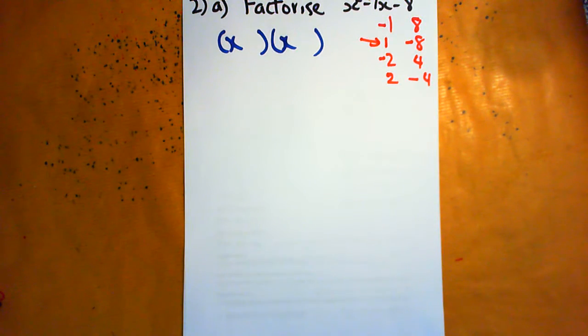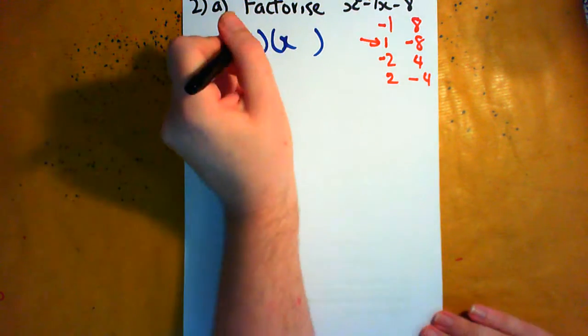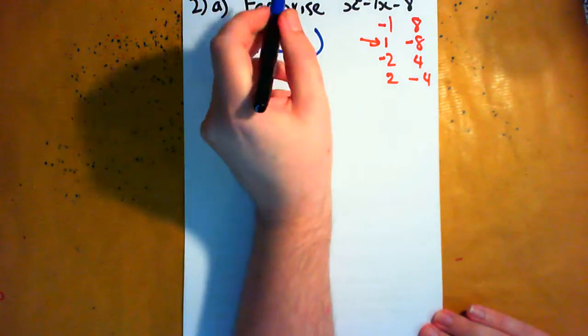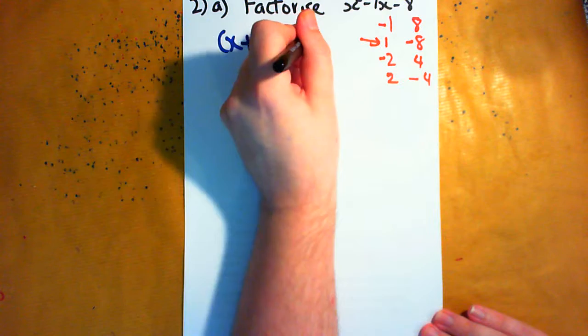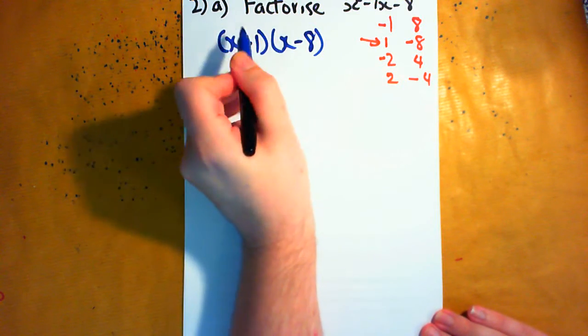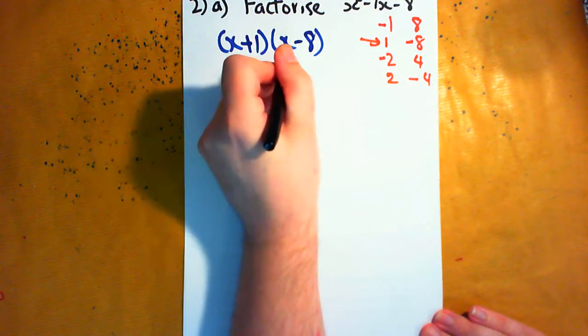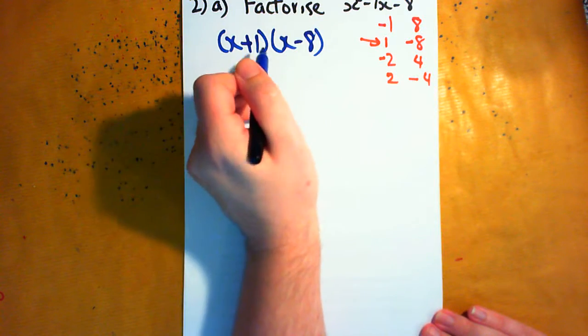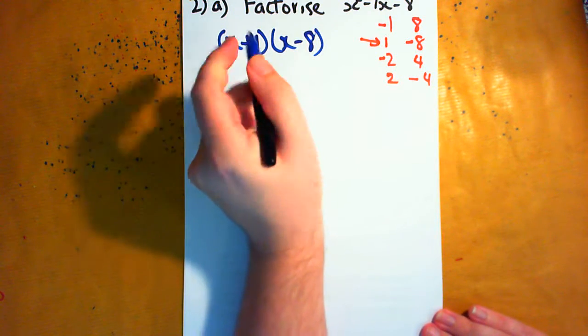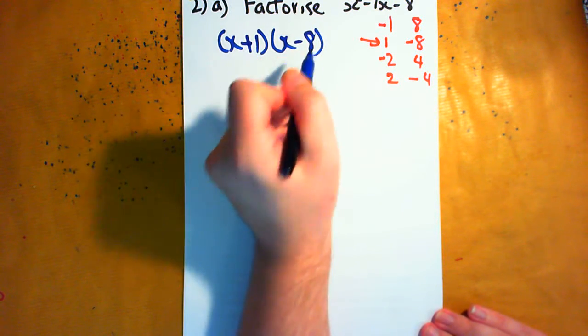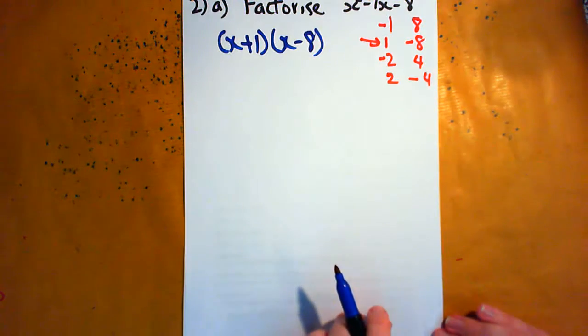So it's going to be x plus 1 and x minus 8. If we expand that out, we get x squared minus 8x plus x, so the minus 8x and the plus x give you your minus 7x, and then you've got the 1 times negative 8, which gives you negative 8.